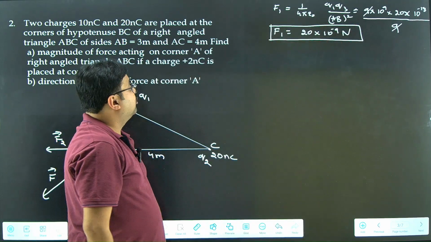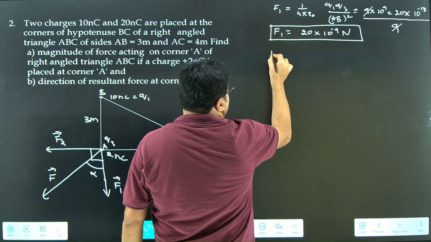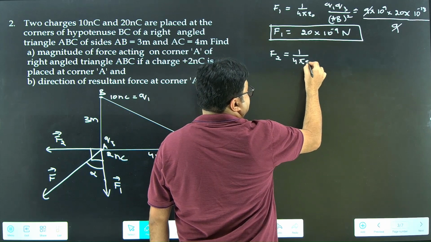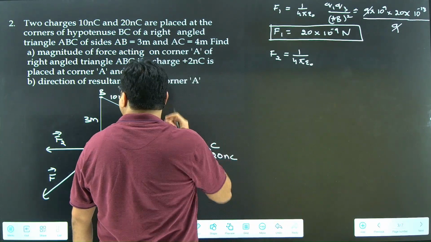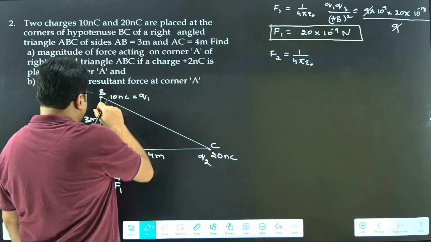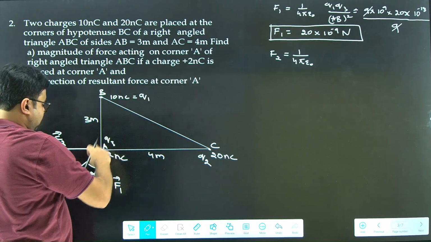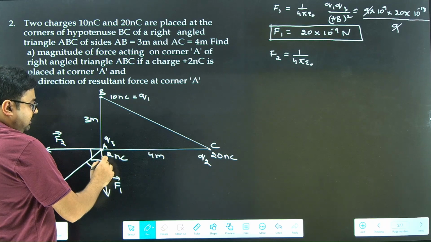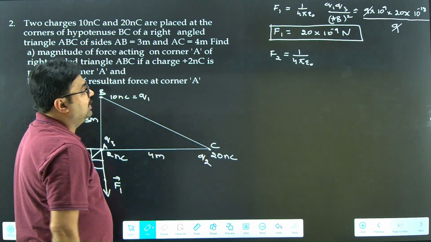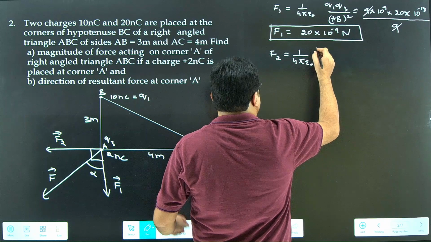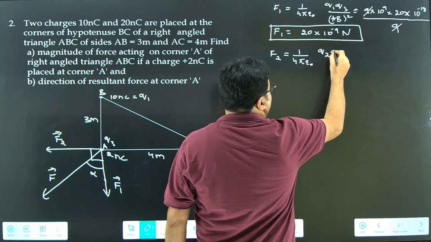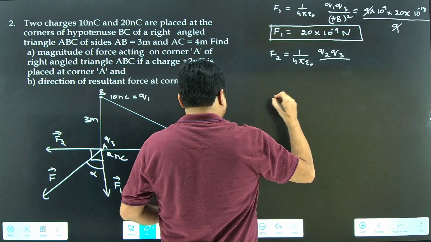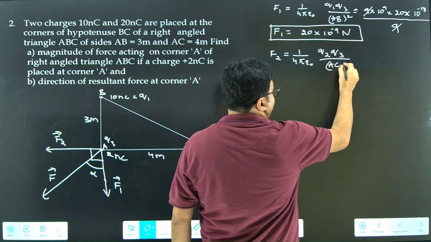Similarly, you can find force F2. How do you find force F2? Force F2 has a similar equation. It is 1 by 4 pi epsilon naught, which is common in all formulae. But in addition to that, F2 is a result of repulsion between A and C. And there is a 2 nanocoulomb and there is a 20 nanocoulomb. So you can just write that as Q2 multiplied by Q3 divided by the distance here, AC square, right?